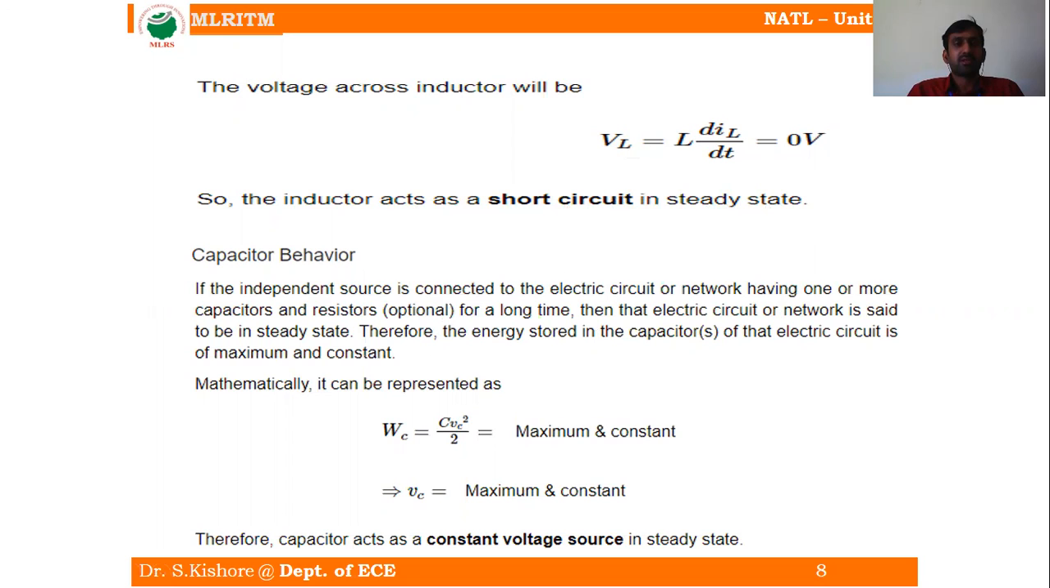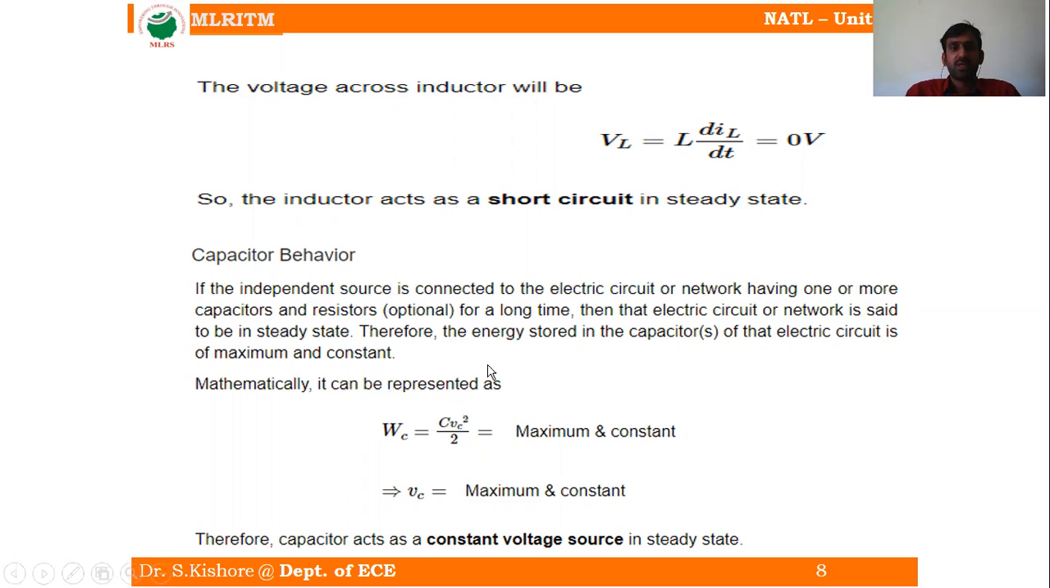So coming to the capacitor, what is going to happen with respect to the capacitor? If the independent source is connected to the electrical circuit, and we consider the same thing with a capacitor and resistor, that means it is nothing but the RC circuit. Then that electrical circuit or network is going to be in steady state because we have connected an independent source. So the energy stored in the capacitor of that RC circuit is going to be a maximum and constant value.